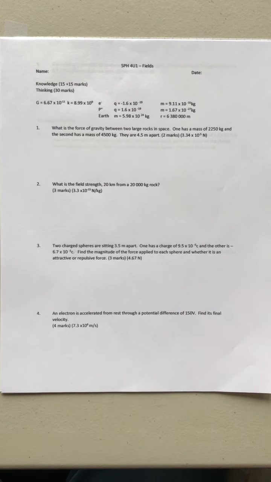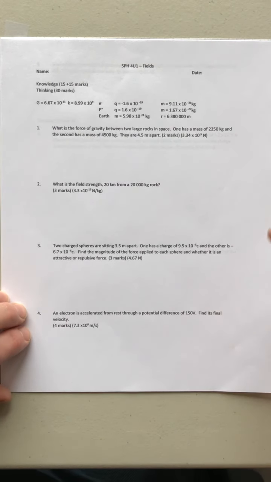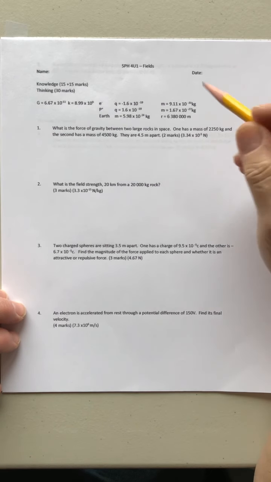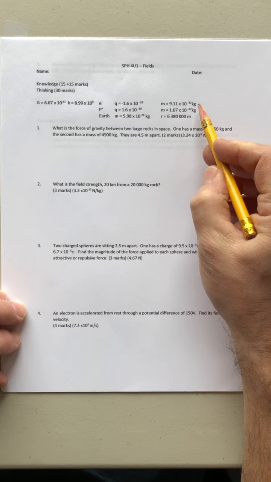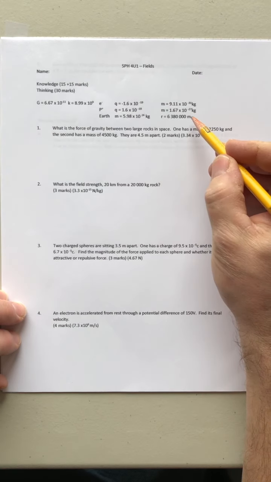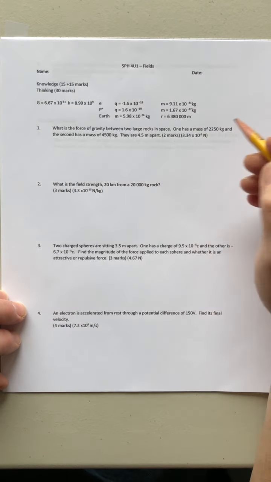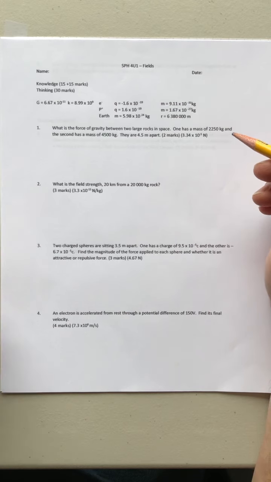Okay, looks like another practice test. Grade 12 fields. This is an actual test from years before, so we'll get through this one. Most of your givens are up at the top. If you forget the mass of an electron, mass of a proton, mass of the planet Earth, radius of the Earth, it's all going to be at the top there.